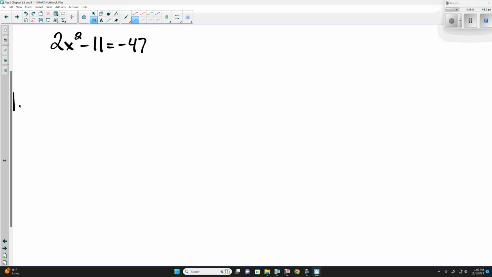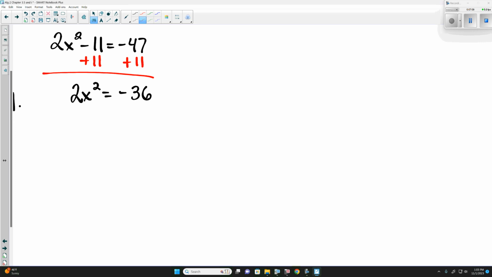Let's look at the second one. 2x squared minus 11 equals negative 47. And again, there is no middle term. We do have just the term being squared. So we need to get it by itself. We would add 11 first, which will tell us 2x squared is equal to negative 36.